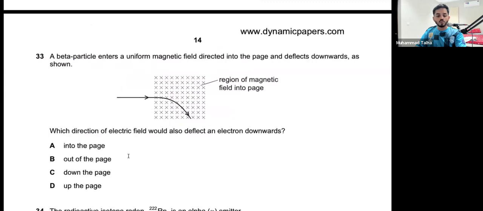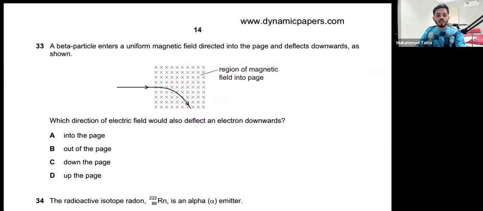Let's go on to another one, which is 33. So 33 says a beta particle enters a uniform magnetic field directed into the page and deflects downwards as shown. Which direction of electric field would also deflect an electron downwards? This electron right now we see is deflecting downwards. And why do I say an electron? Is because it's really a beta particle, right?